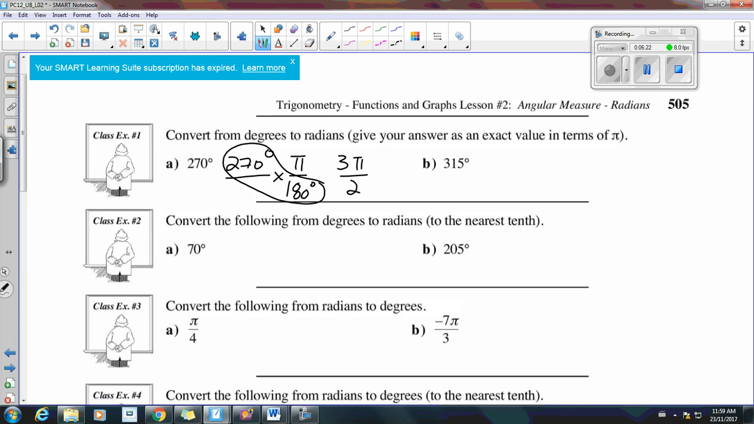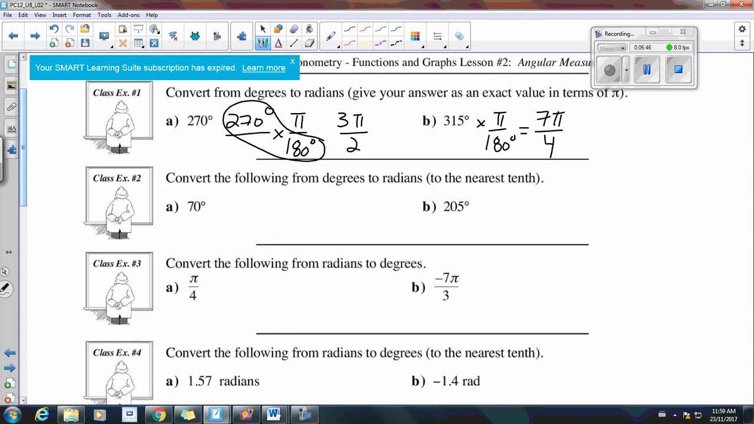315 degrees, so again, we can multiply by pi over 180. So in your calculator, you put 315 over 180 and reduce it, and then put the pi back in. So 315 over 180 gives you the fraction 7 over 4. So this is 7 pi over 4. If you were asked to give this as an approximate value to the nearest tenth, that's what we're going to do in the next one, then you just type that pi into your calculator.